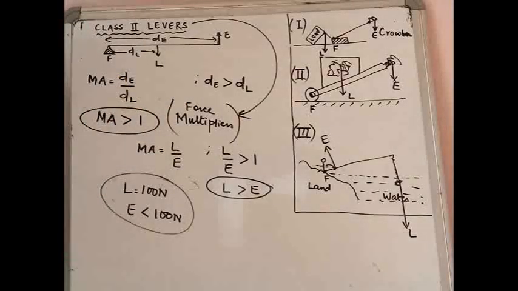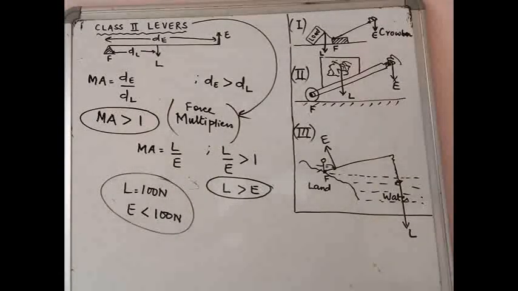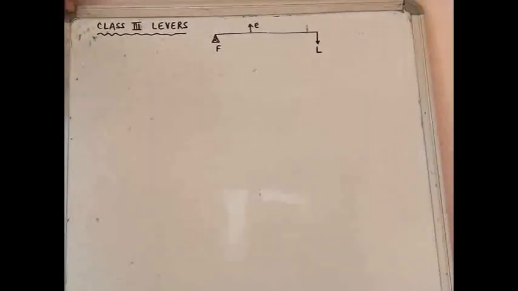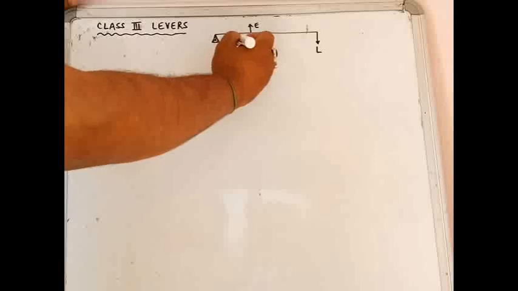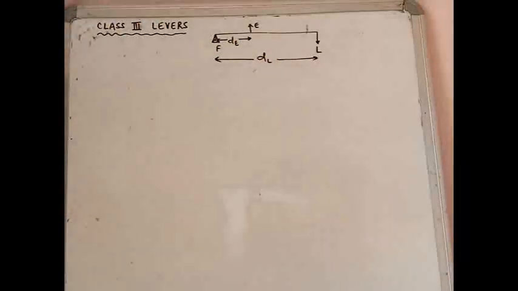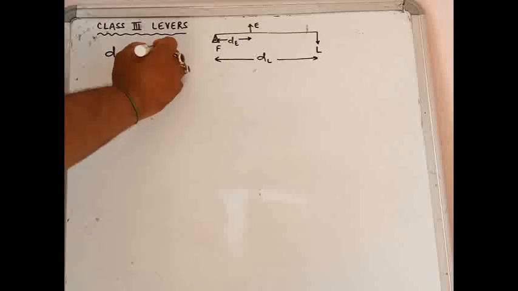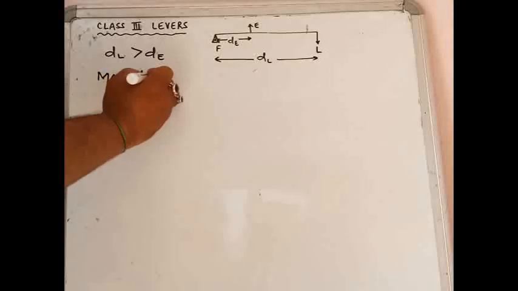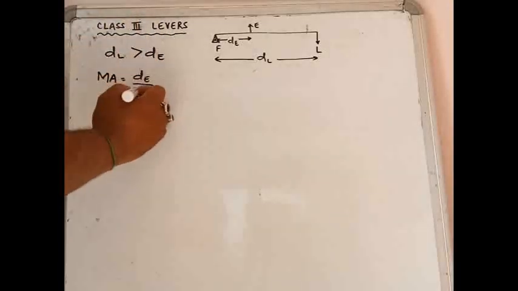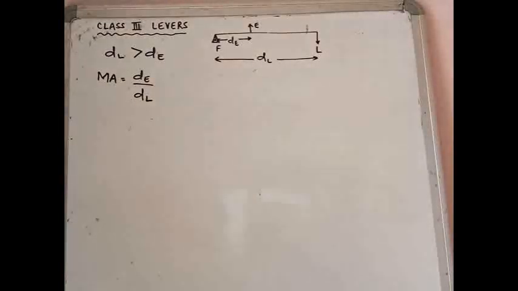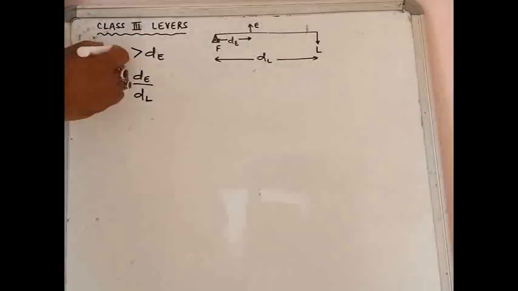Next coming up is class 3 levers. So now coming to class 3 levers, as I already told you, the effort will lie in between the load and the fulcrum. So we have this as dE and we have this entire length as dL. So in this particular case, dL is greater than dE. Once again, in case of levers, mechanical advantage is governed by the principle of moments. So according to law of levers, you have dE upon dL again as the formula. Now in this particular case, dL is greater.